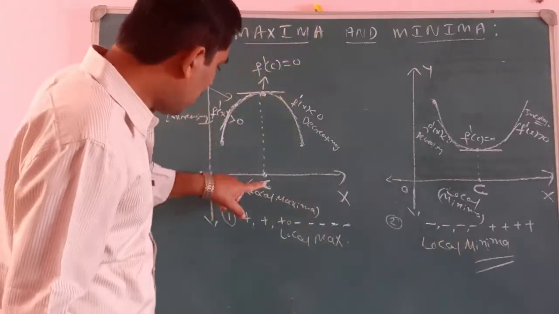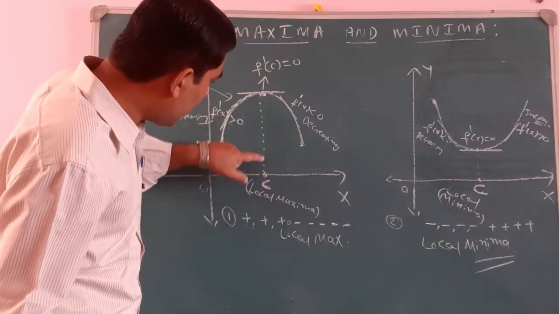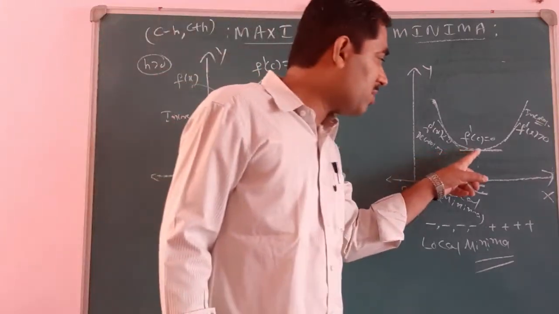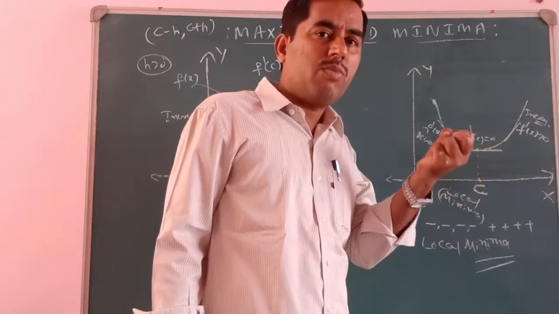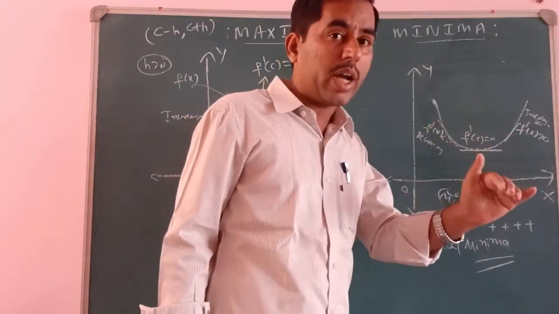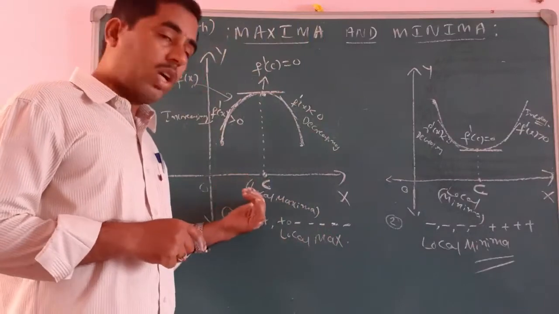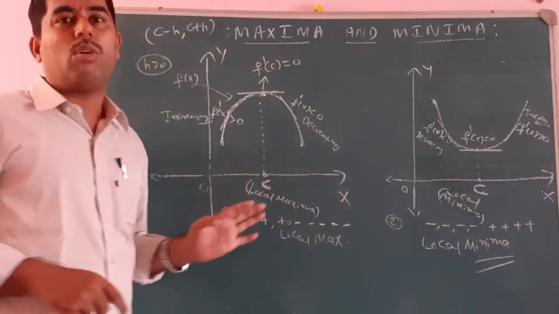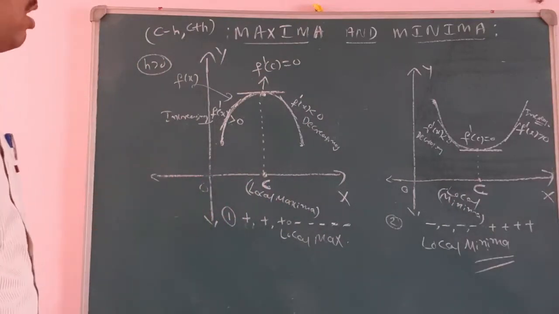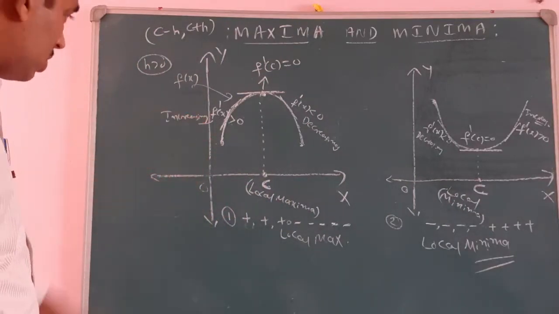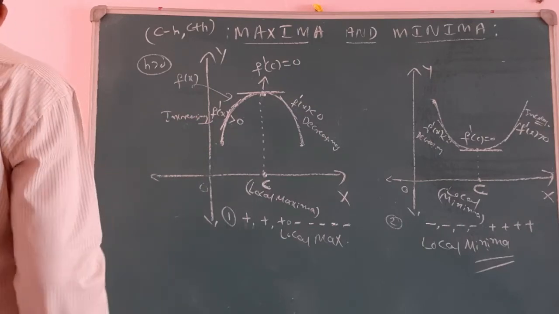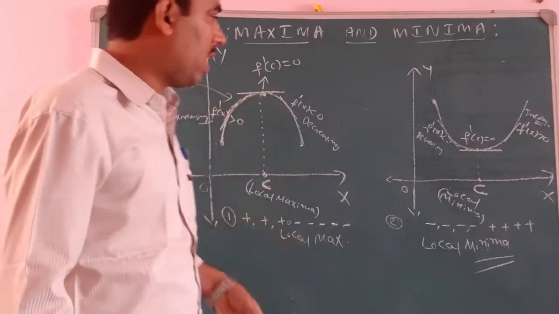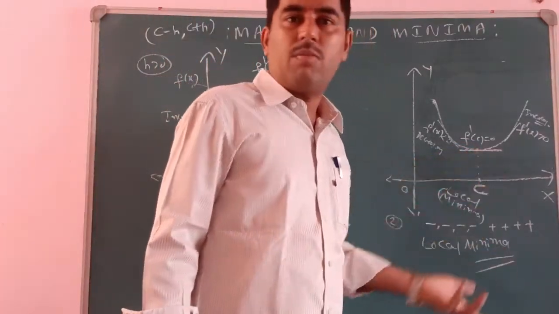At this specific point the function will have some value. That value is called the maximum value, and at this point the function will have some value. That value is called the minimum value. So point of local maxima, point of local minima, maximum value, minimum value. These are the four important concepts we have been explaining. A high point is called maximum value. You can also say that a low point is called minimum value.